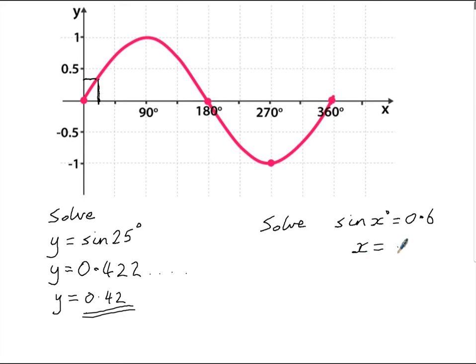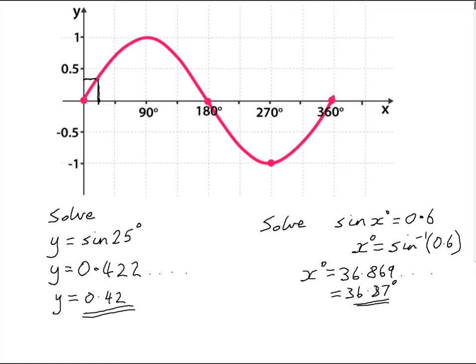x equals the inverse sine, x degrees, sorry, of 0.6. You put that in your calculator. You normally have to press the shift and then the sine button to get the inverse sine. I'm sure you've done that before when we were doing right angled trig. And that will tell you x degrees equals 36.869, so I'll round that to 36.87 degrees.